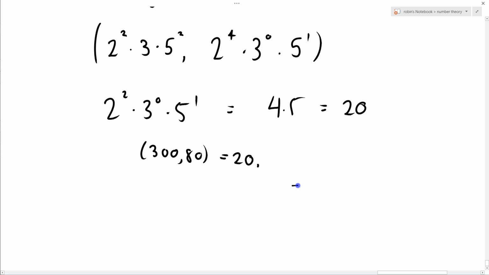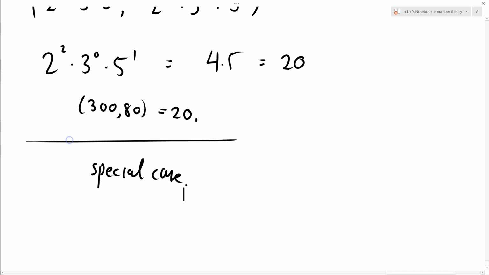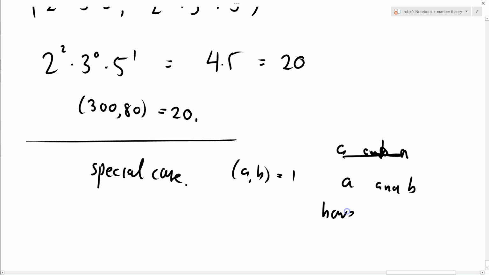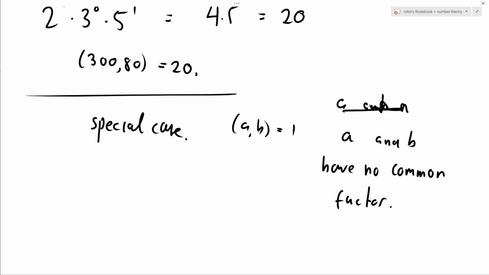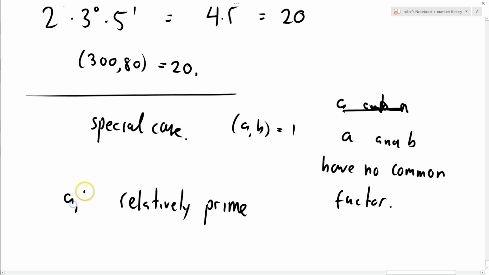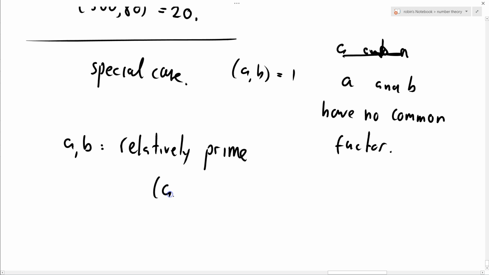I just want to give a very important special case. The special case is when (a, b) equals 1, in which case a and b have no common factor. There's no number, apart from 1, I guess, that goes into a and b together. And here you say that a and b are relatively prime, or conversely, (a, b) equals 1.